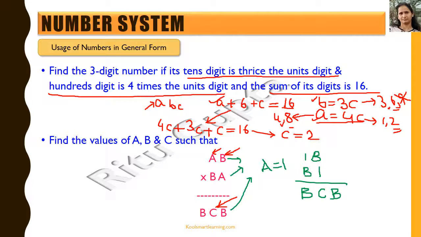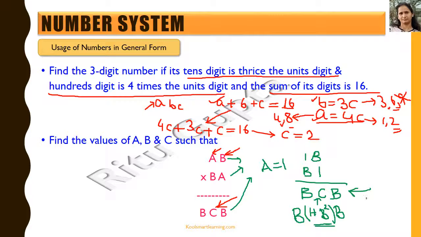Okay, so now if we multiply 1B with B1 and instead of writing this we write the actual product, we get in the units place B, in the tens place I get 1 plus B square. This is the normal product that we do, and in the hundreds place I get a B. So we are saying 1 plus B square is a single digit number, which is C.